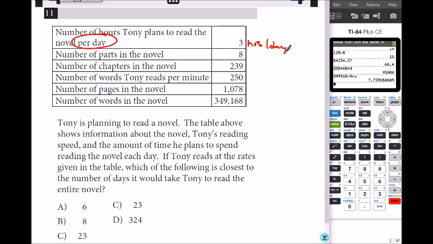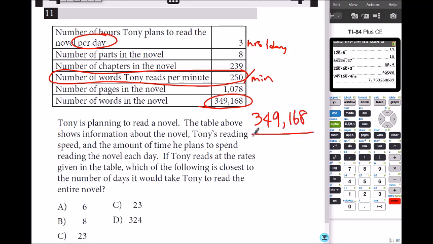Number of words Tony reads per minute, so that's a speed, right? So that many words per minute. And pages, do we need the number of pages? Number of total words in the novel. So instead of knowing all the chapters, parts, and pages, we know the total words that he needs to read to finish the novel is 349,168. And we want to know how many days he needs.